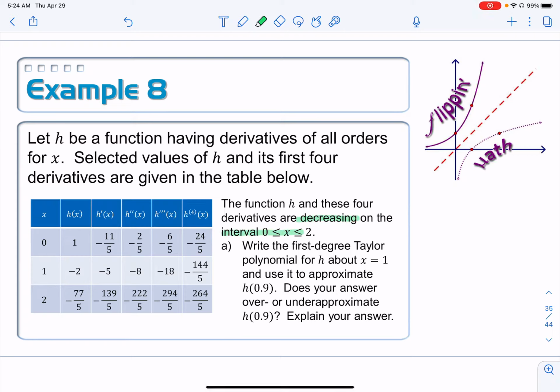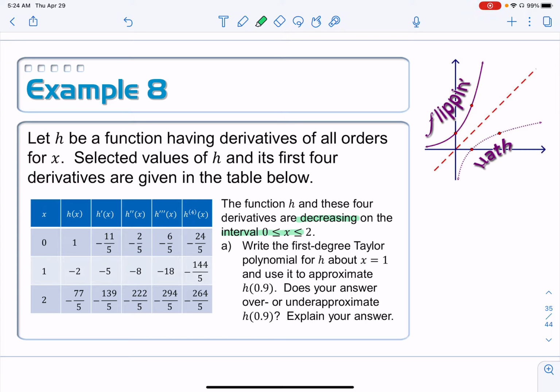Whenever it tells us our function is decreasing, our derivatives are decreasing, it is an important piece of information. Who knows? Maybe it's about concavity. Maybe it's about over or under approximating either a Riemann sum or, let's say, a tangent line. Okay, so let's take a look at part A.